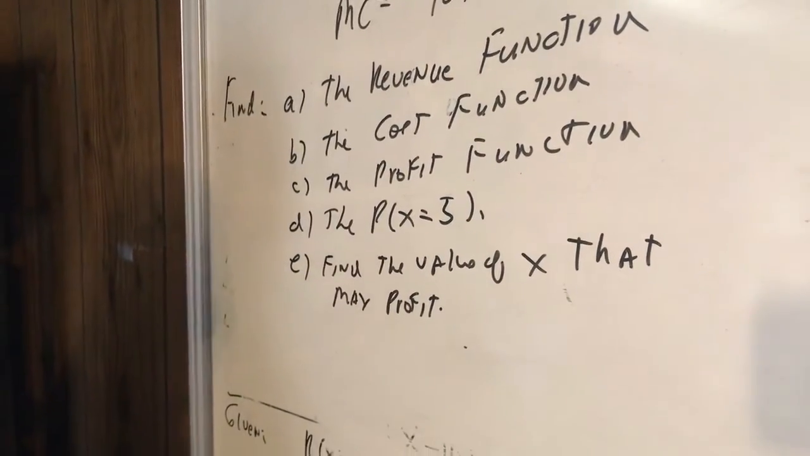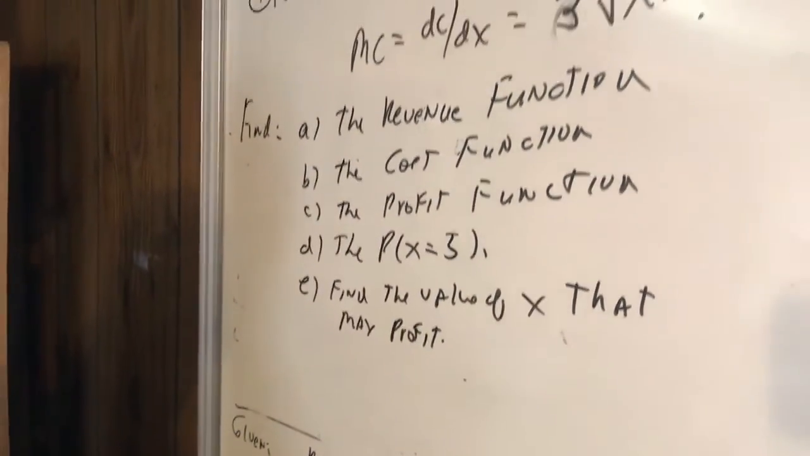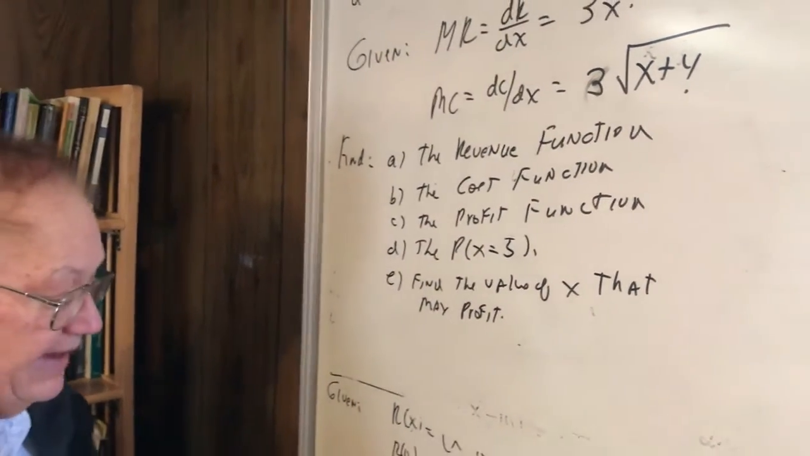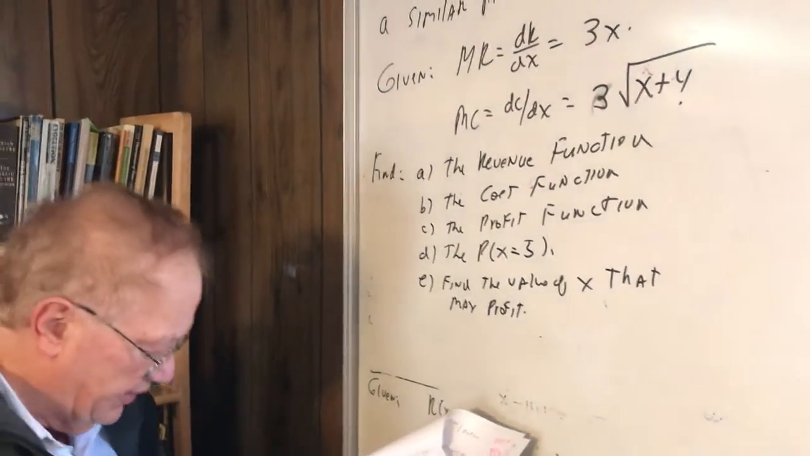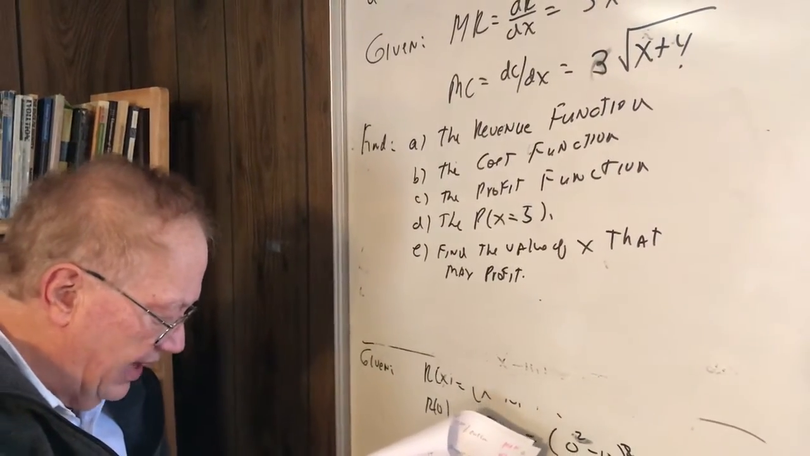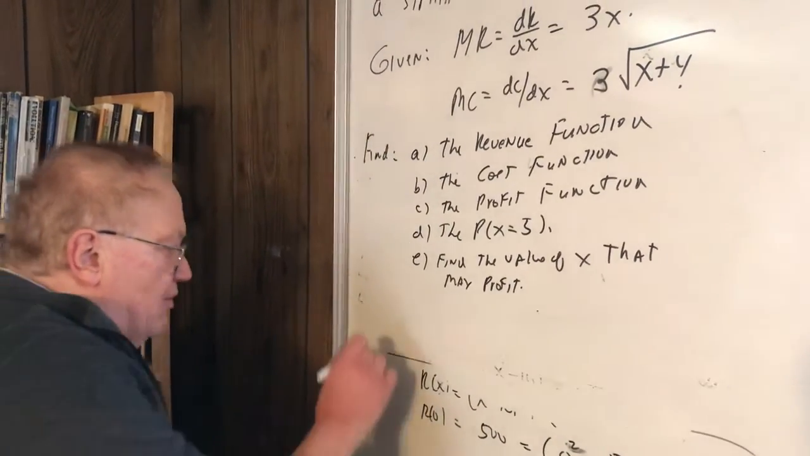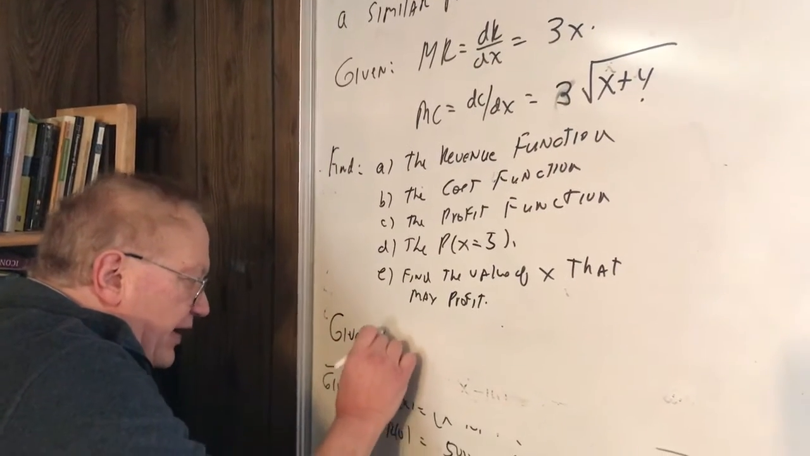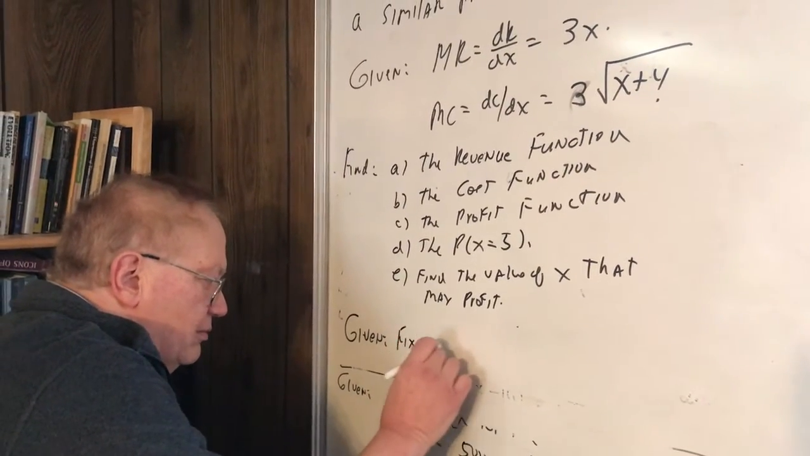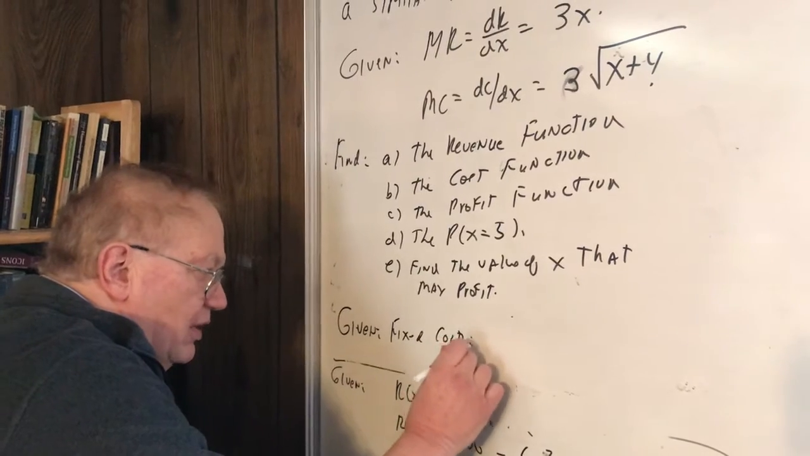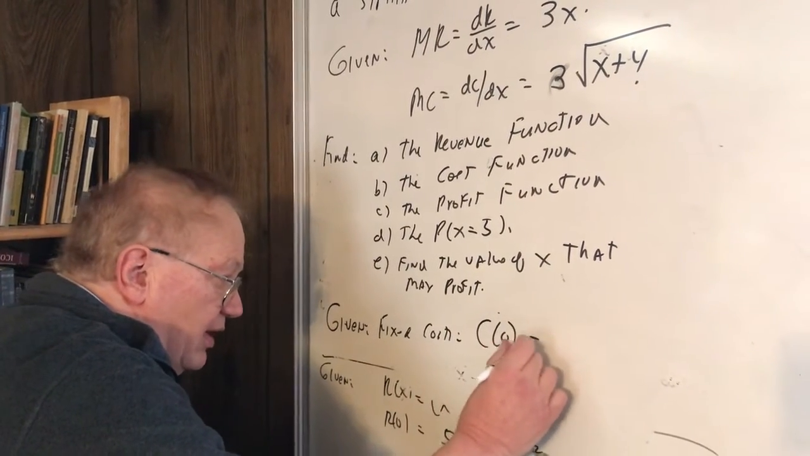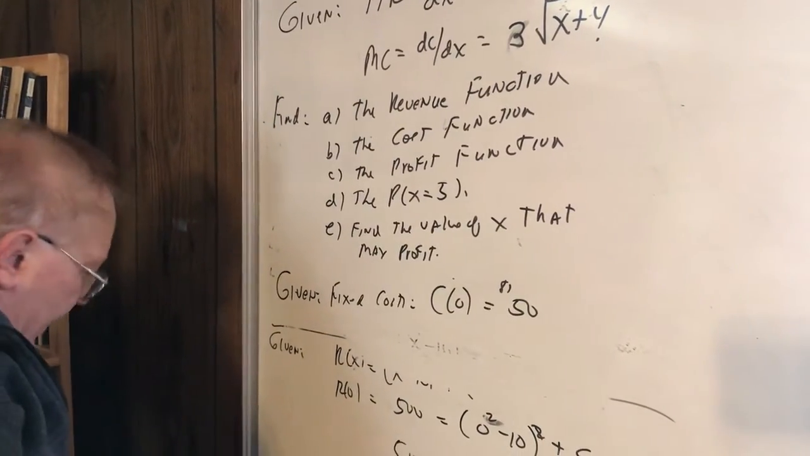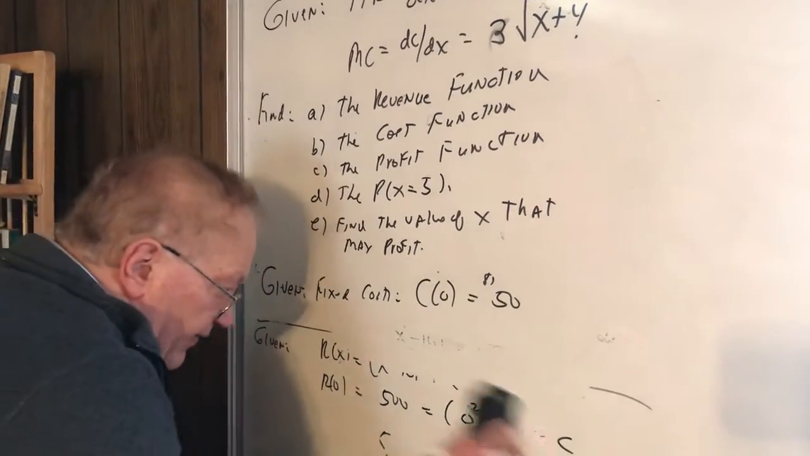Now, suppose you can't find a value of x that maximizes the profit. Well, then you have a really weird function, but that can happen. In fact, it happens here. I'll give you a little heads up. And you're also given the fixed costs. So C of 0 equals $50. And you're given nothing about the revenue. They don't give you anything about the revenue.